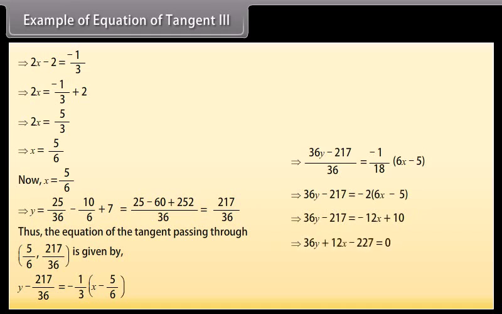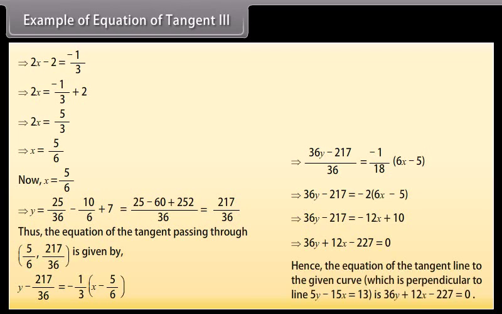we get 36y plus 12x minus 227 is equal to 0. Hence, the equation of the tangent line to the given curve, which is perpendicular to line 5y minus 15x is equal to 13, is 36y plus 12x minus 227 is equal to 0.